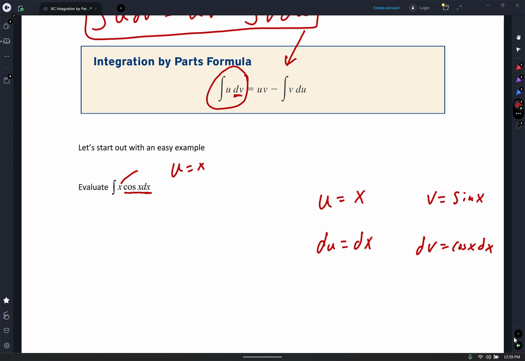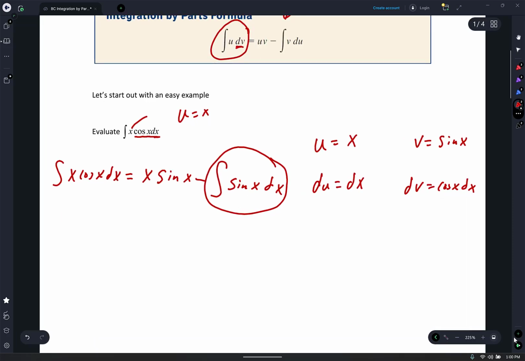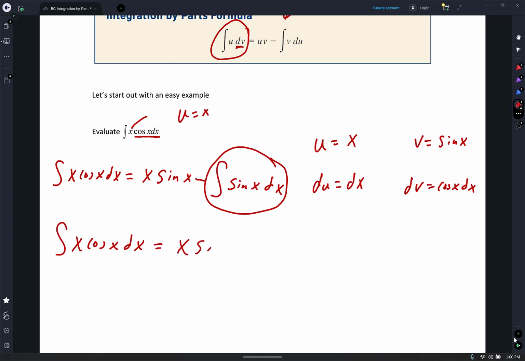So then I write the integral of x cosine x dx is nothing more than uv, so I plug in what u and v are, x sine x, and then minus the integral of v du. So I write sine x dx, and it looks like it worked out perfectly. Then what is the antiderivative of sine x? Negative cosine x. Negative times a negative is positive. So the integral of x cosine x dx equals x sine x plus cosine x plus c. And that's it.